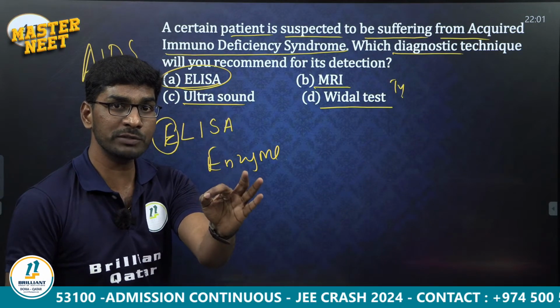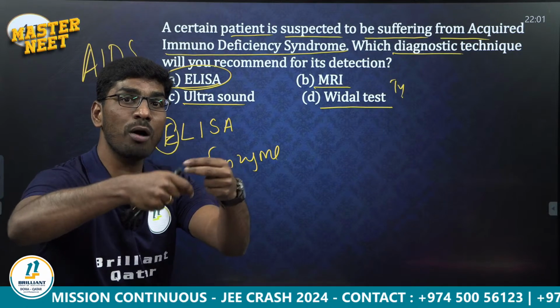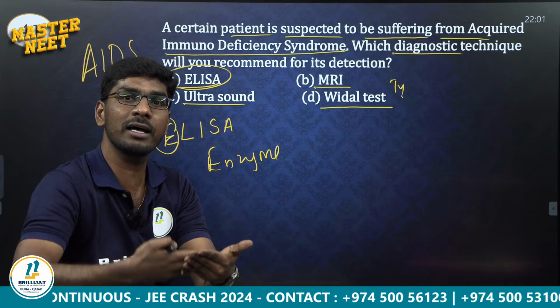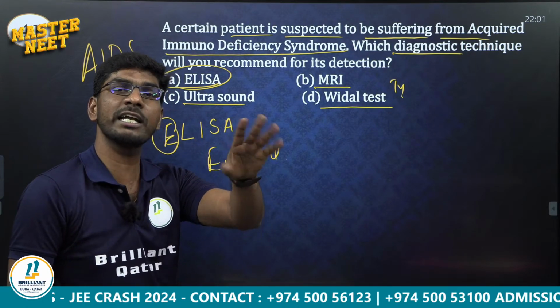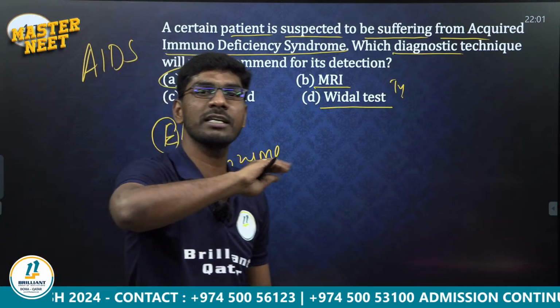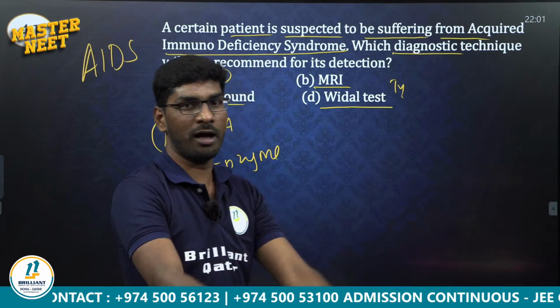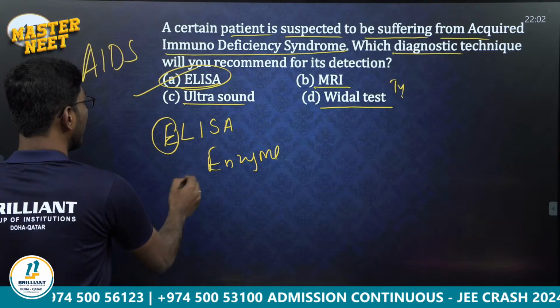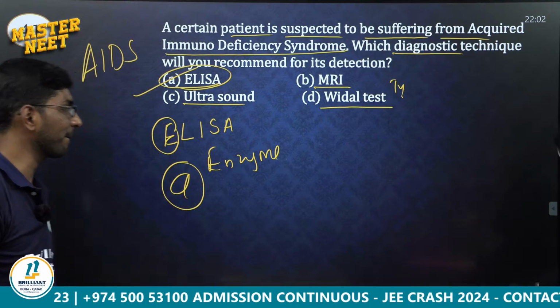If you add the alkaline phosphatase, the antigen antibody complex will form with a particular color. If the color is not there, the antigen antibody complex is not there, so the person is not infected with what? Tell me. Pathogen. So option A is the right answer.